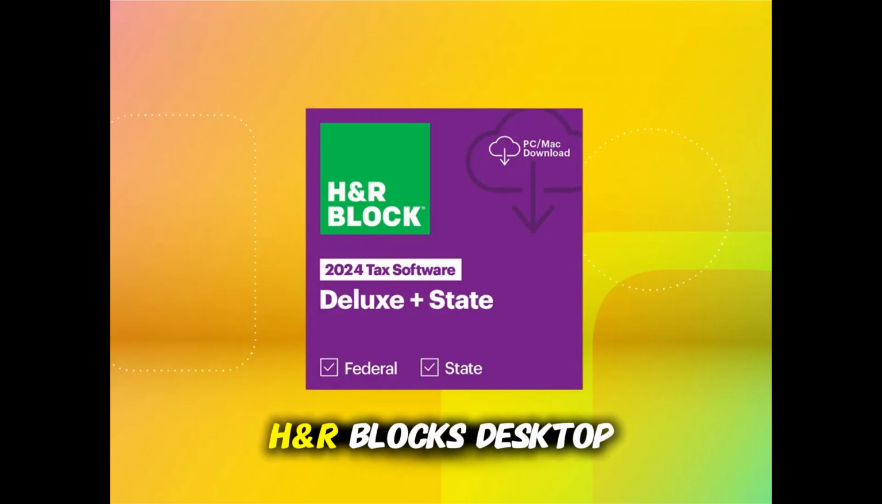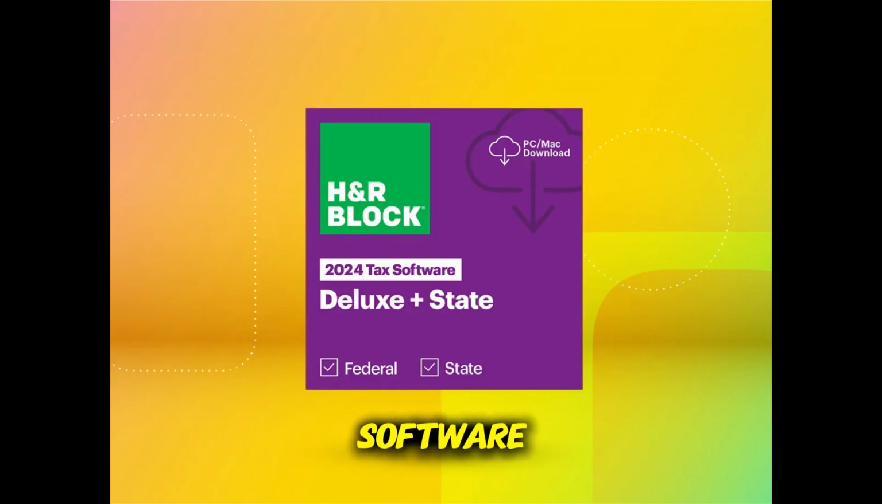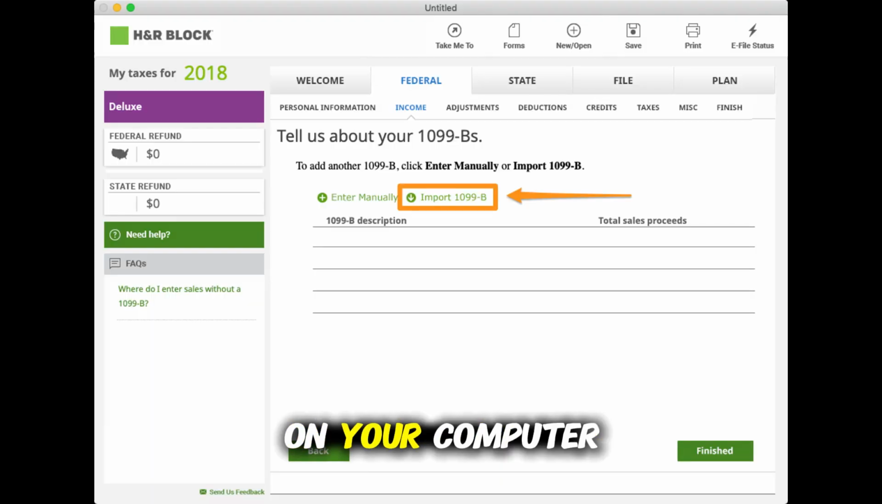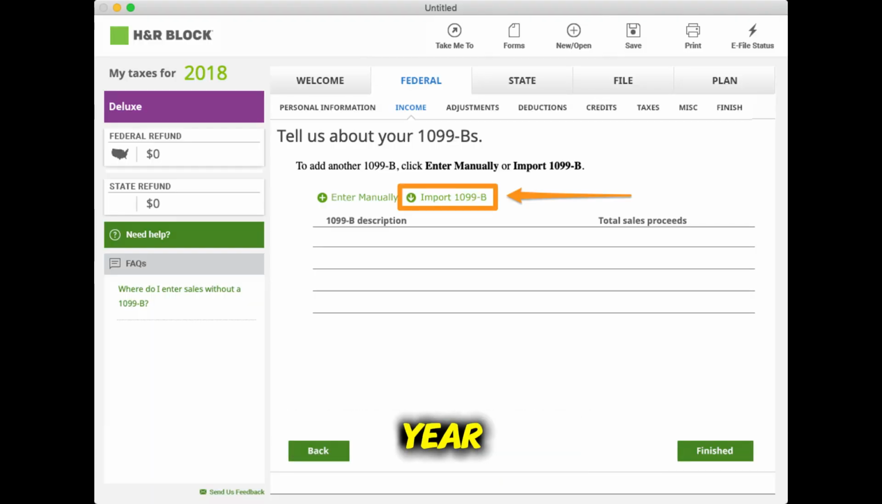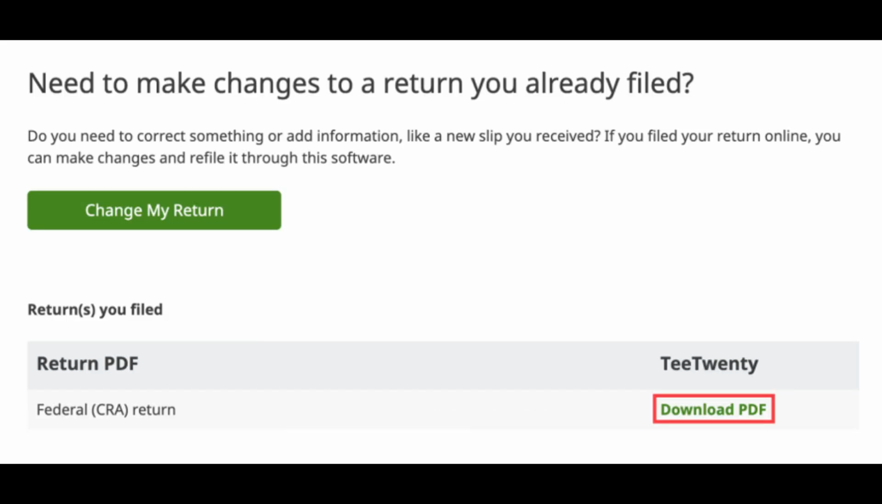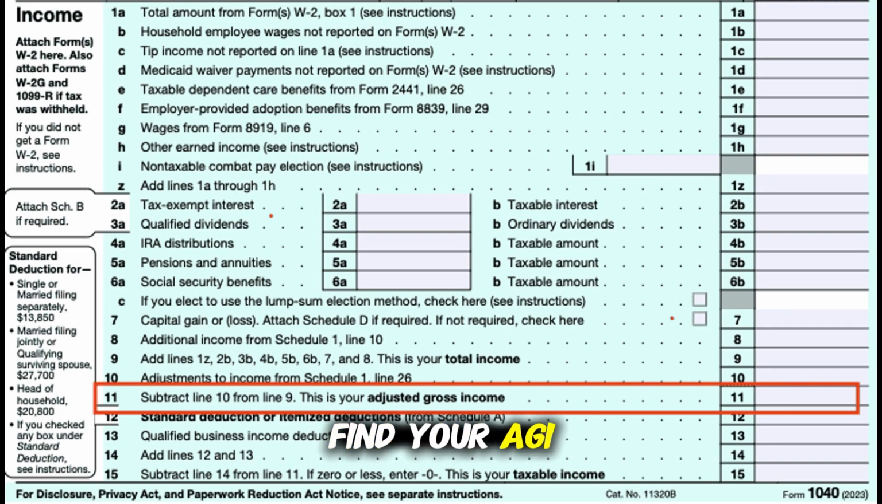If you used H&R Block's desktop software, open the app on your computer and load your saved .tax file from last year. Once it's open, go to the return summary or navigate directly to the 1040 form. Again, look at line 11 to find your AGI.